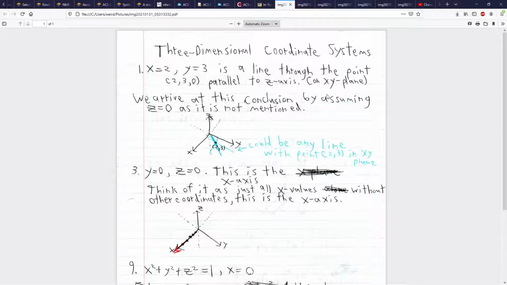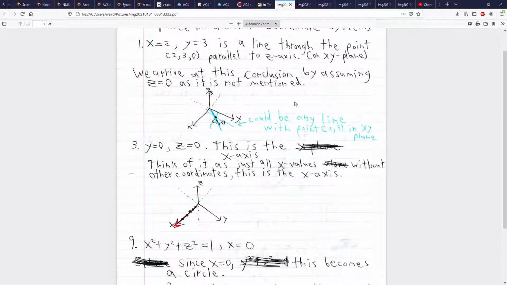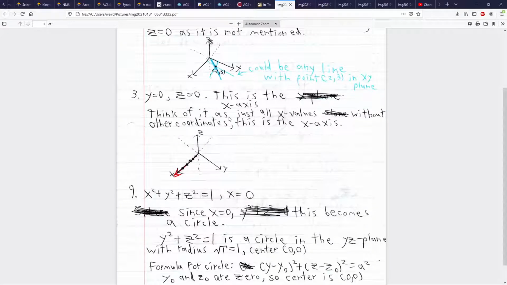Parallel to the z-axis, basically it's an xy plane line: 2, 3, x equals 2 and y equals 3. This one, y equals 0, z equals 0, is basically the x-axis, because it's the set of points that can only lie where those are the conditions, z equals 0 and y equals 0. So those points would have to be the x-axis.